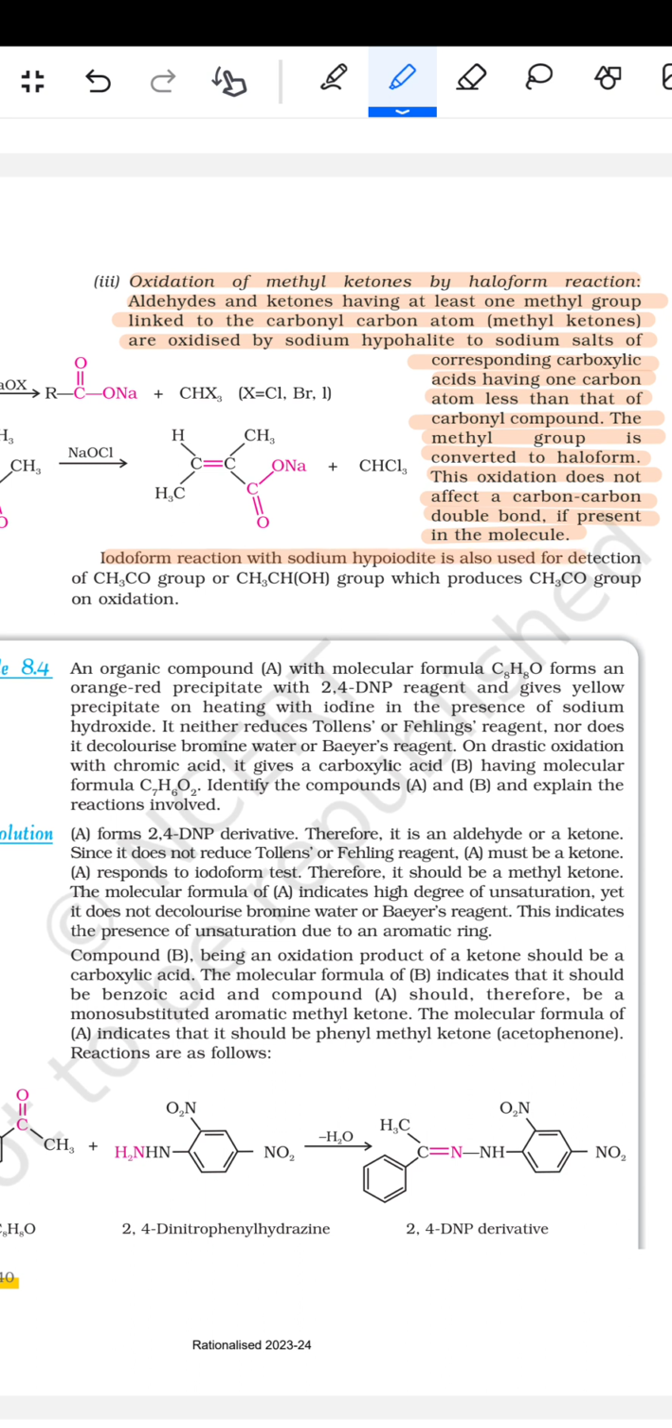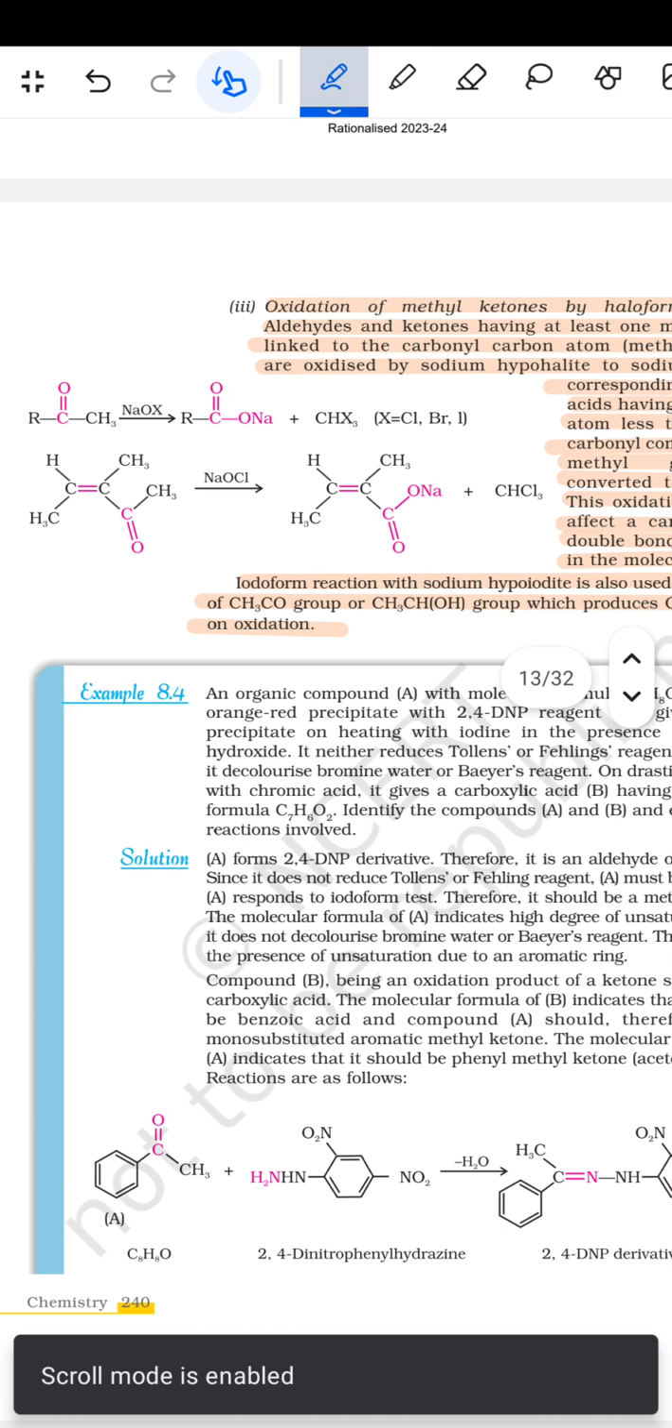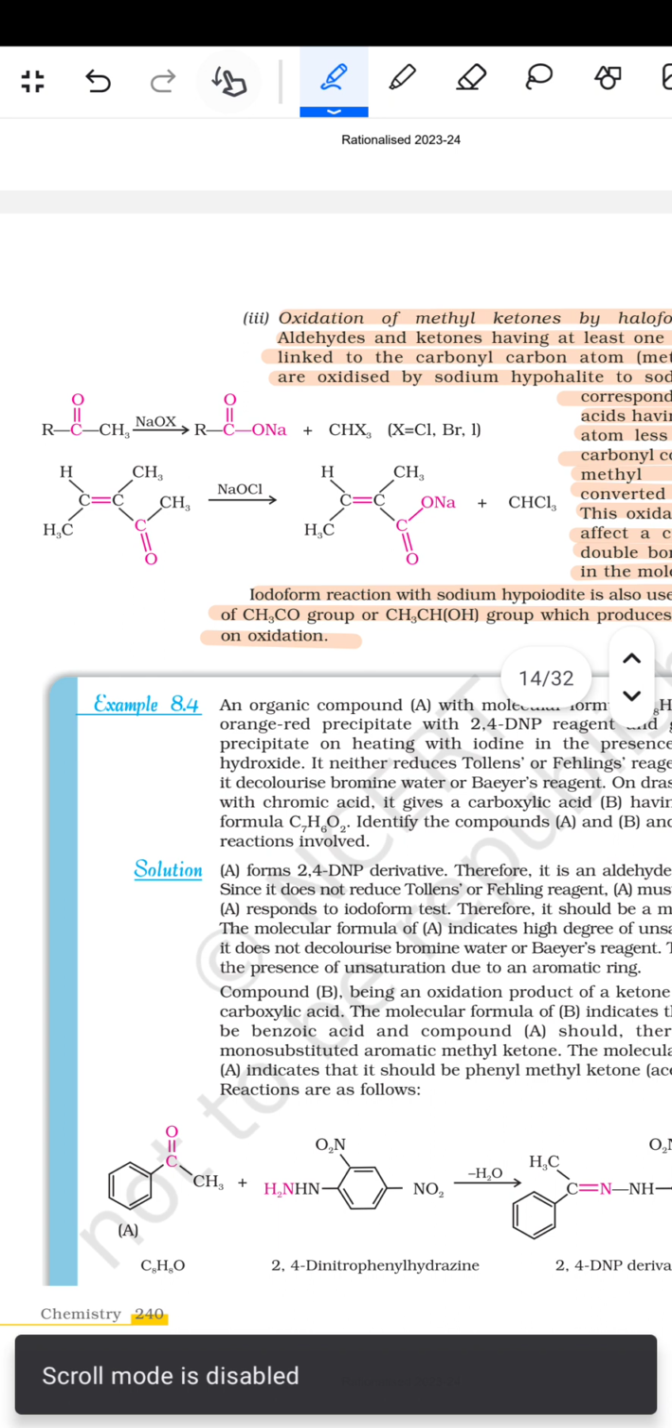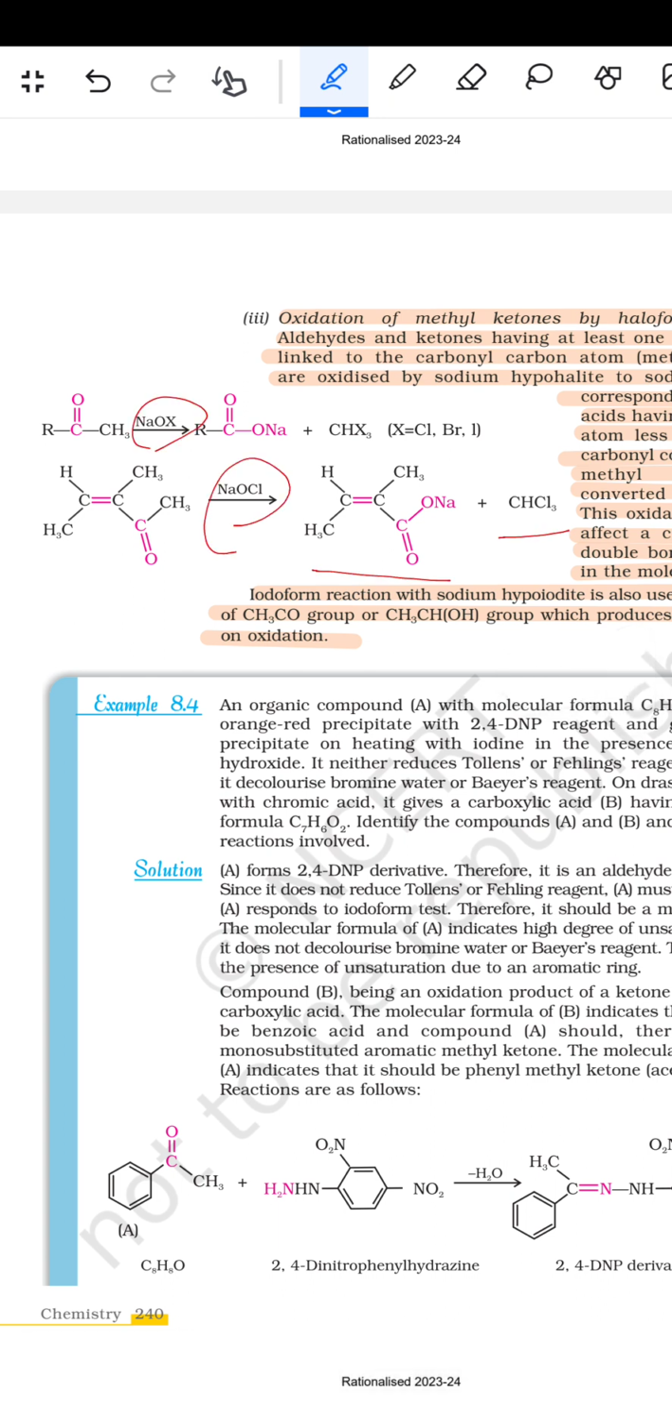Iodoform reaction with sodium hypoiodide is also used for detection of the CH3CO group or the CH3CH(OH) group which produces the CH3CO group on oxidation. तो इसका आता है कि NaOH, Na प्लस CH3 बन गया और फिर NaOCl इसमें आता है तो करेंगे तो ये बनेगा और CHCl3 बन जाएगा, फिर NaOX फिर इसका में भी हो जाएगा.